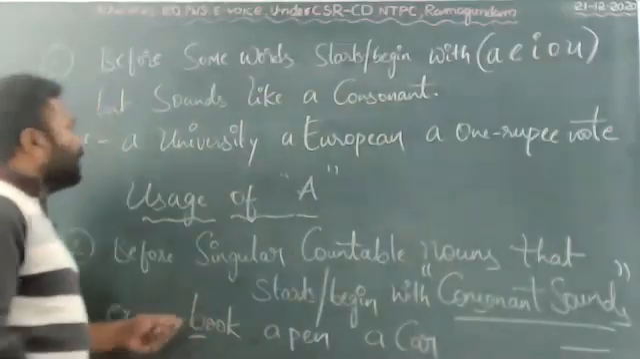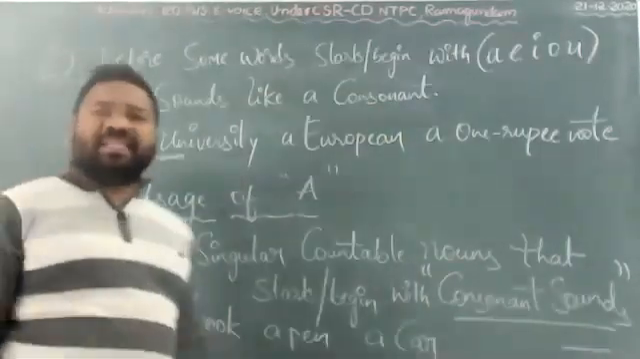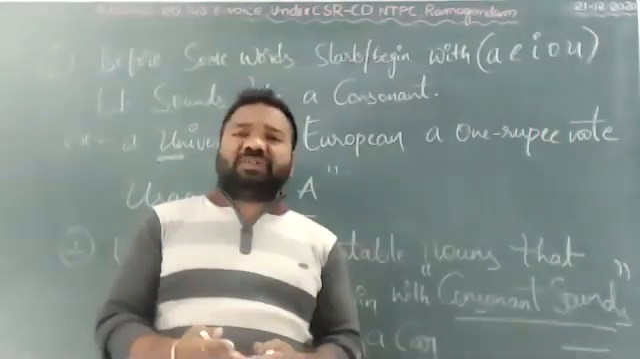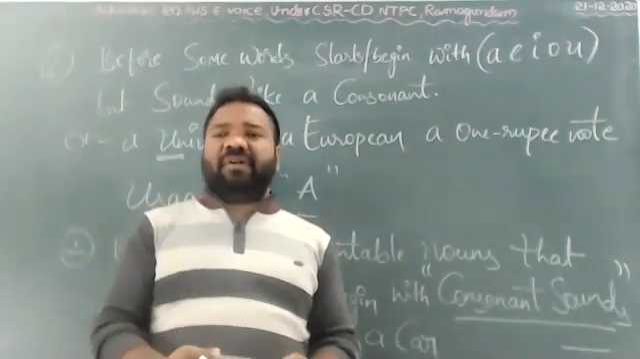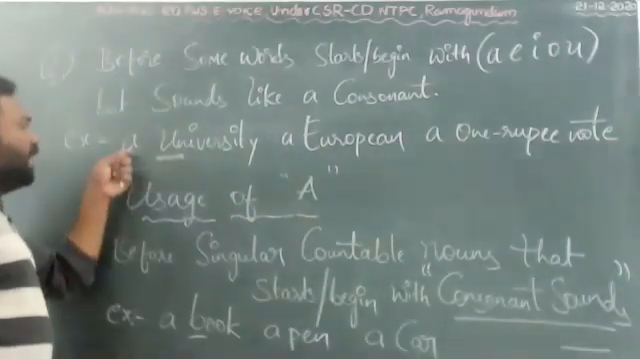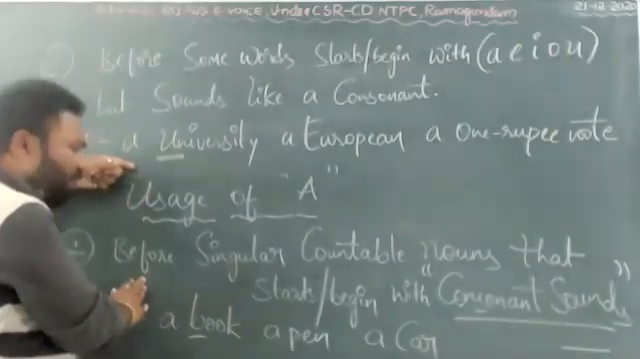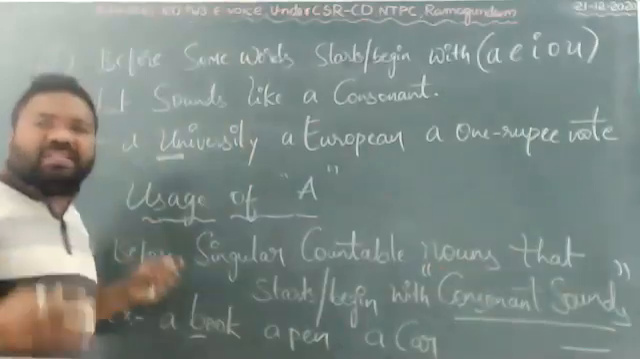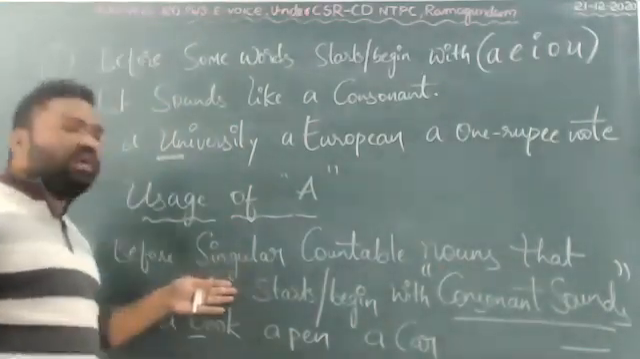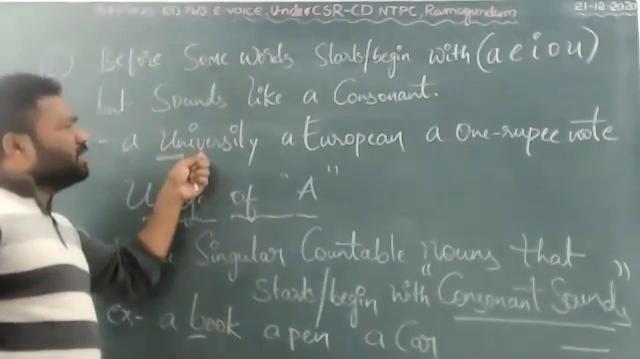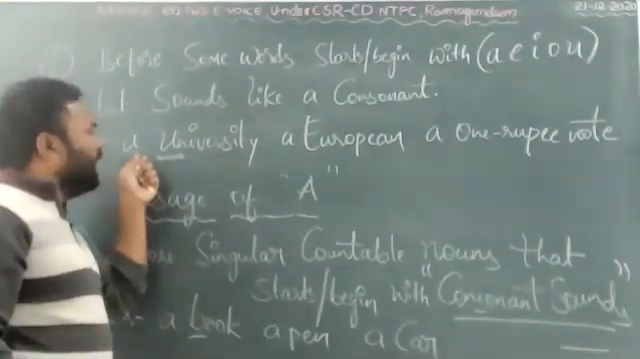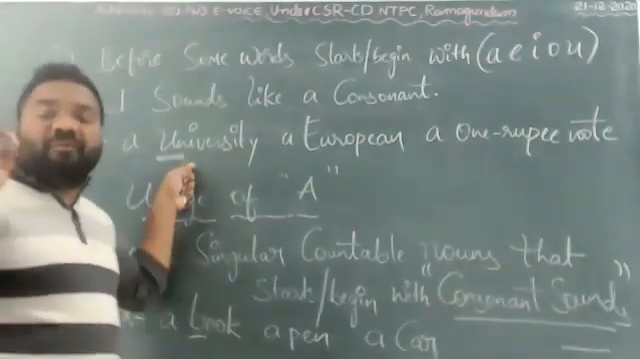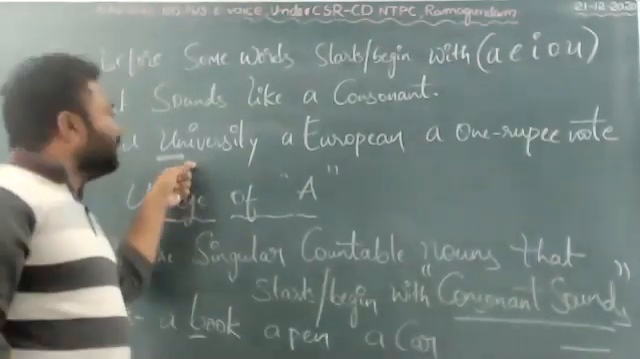Let's see, students. U is a vowel, right? So why do we need to use 'a' before a consonant? 'A' is used only before singular countable nouns that begin with consonant sounds. Just now I said that this is the only rule we have to follow. But why must I take this 'a' before a vowel? There is a valuable reason here.